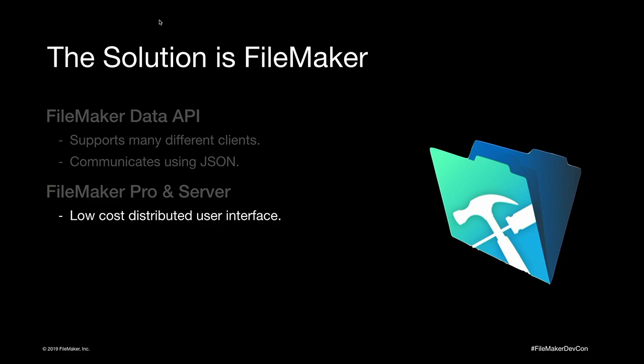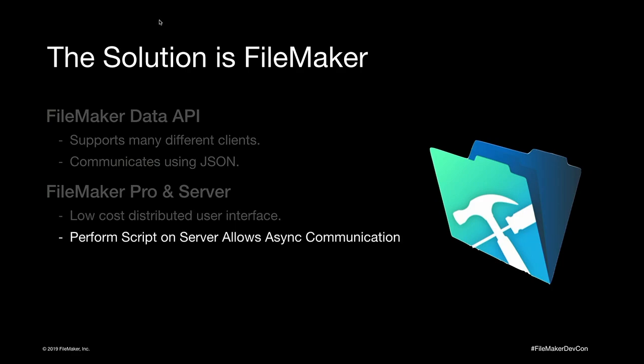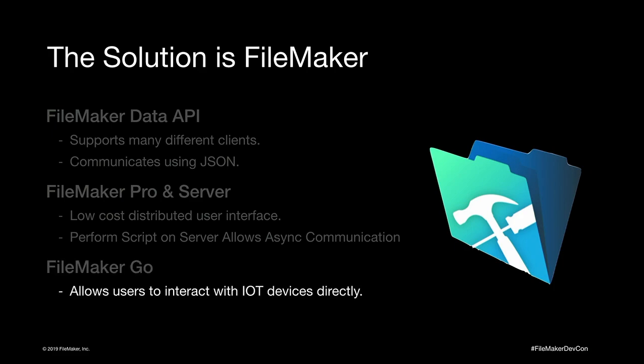As we've seen using the perform script on server, this allows complex processes of syncing information to happen in the background. This preserves the user experience while also providing a communication channel when critical events are triggered. In the field, FileMaker Go has the ability to connect to devices that may not be available to an external network. We can use insert from URL to communicate directly with the device or a locally bound Node-RED instance.